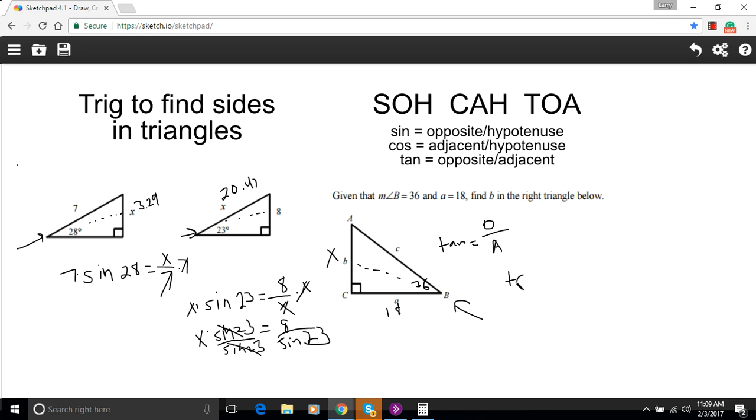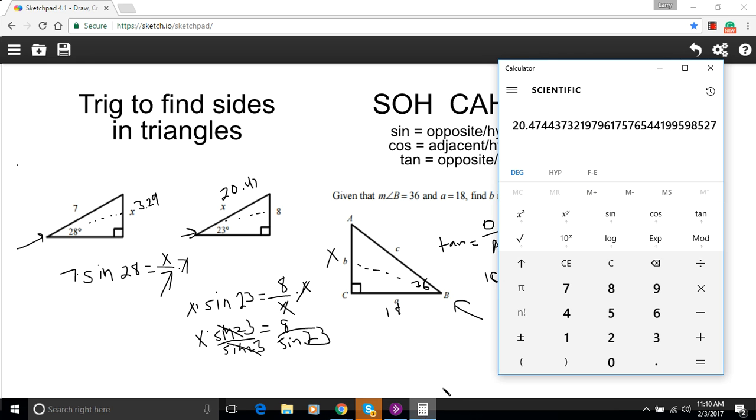We'd say the tangent of 36, that's the angle, equals the opposite, that's x, over the adjacent, which is 18. X is on the top here, so all we have to do is multiply both sides by 18 to solve this one. So x equals 18 times the tangent of 36. Let's put that in our calculator. So 36, we'll take the tangent and multiply by 18.